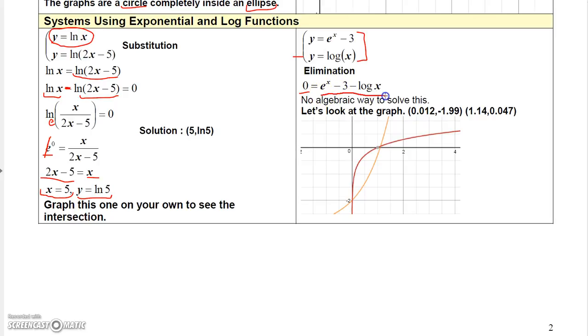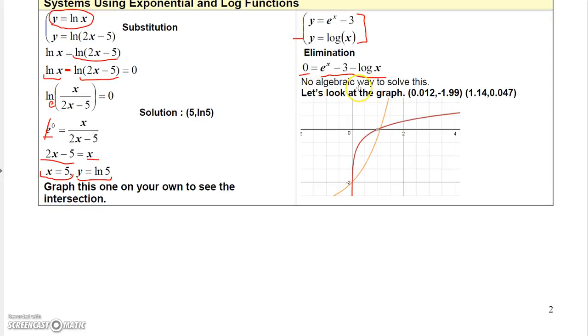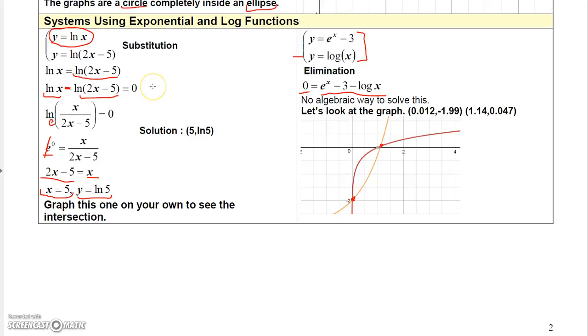So there's not really a good way to solve this algebraically, but if you look at the graph, you can see that you do have 2 points of intersection, one right here and then one down here. So sometimes you have to use other methods to solve for solutions. I just wanted to show you that one, just to show you that sometimes you might have to use some sort of numerical method to solve for the solutions for a system of nonlinear equations.